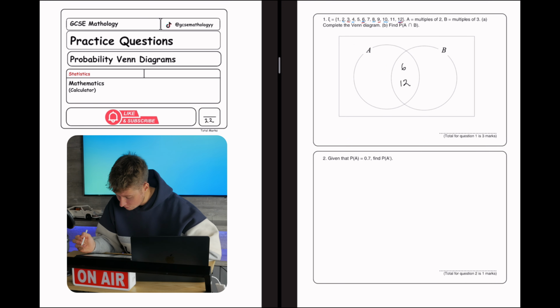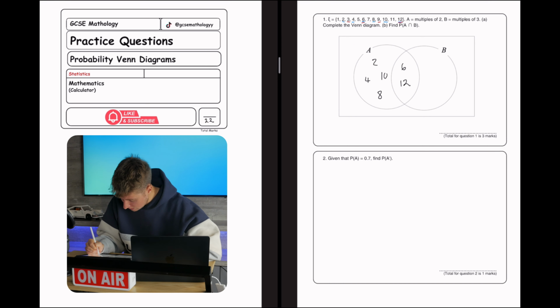And then the multiples of 2 are 2, 4, 8, 10. And then the multiples of 3 are 3 and 9. And then all of the numbers that aren't a multiple of 2 or a multiple of 3 are on the outside of this Venn diagram. So they are 1, 5, 7, and 11. So that is the completed Venn diagram.